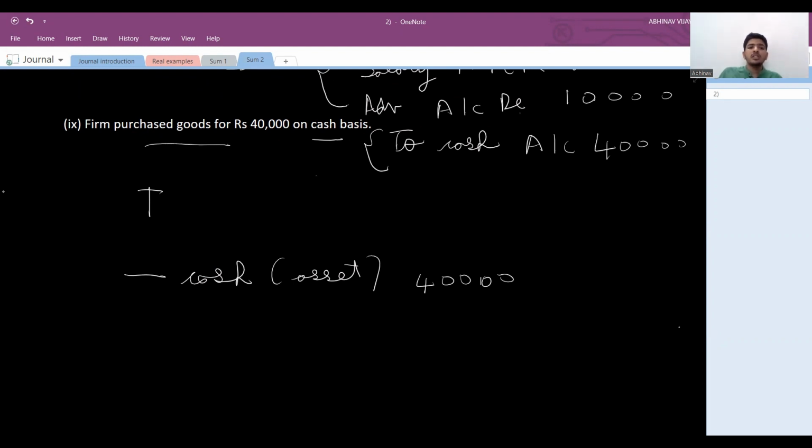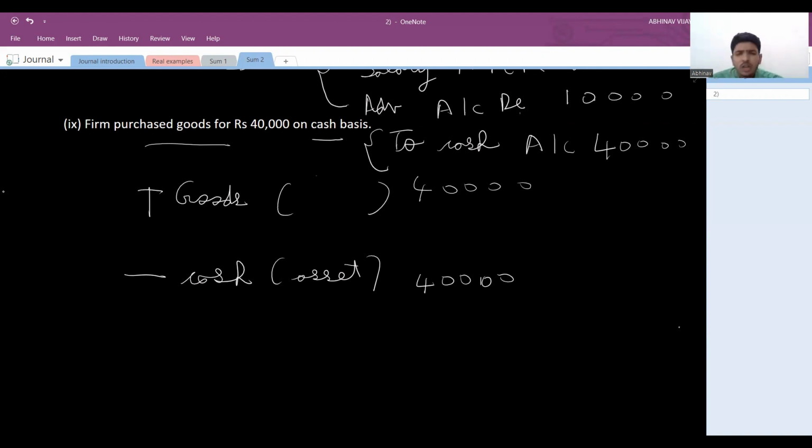Now, firm purchase goods for 40,000. Now, what is goods? So you write goods 40,000. Correct? That's what you thought, right? And goods, since it's a value, the benefit of which can be used in the future, so it's an asset.